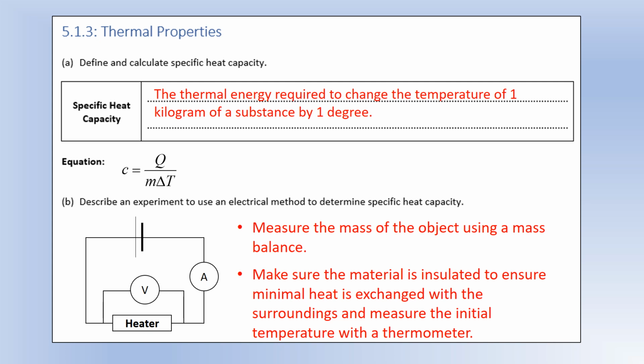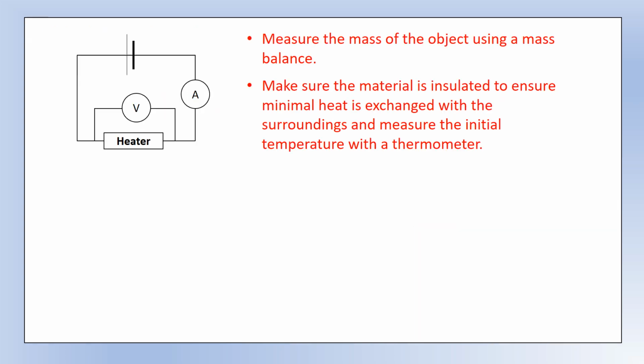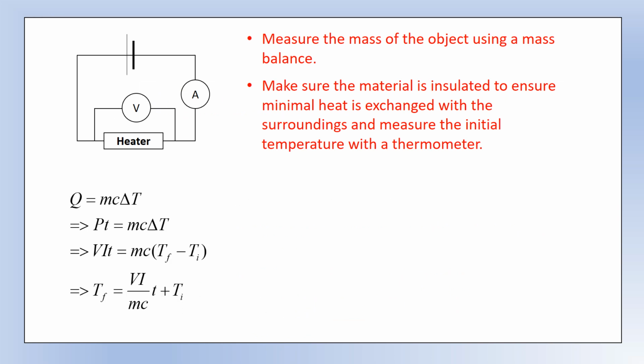You can see in the equation we're clearly going to need the mass. And the thing we need to make sure is that any thermal energy we're supplying is going to the material, so we're going to insulate the material to stop it exchanging energy with the surroundings, or at least minimize that. Okay, so what we're going to do is tweak the equation slightly. So Q equals mc delta T. Energy would be power times time. So we can put that in place of Q. And in place of temperature difference, we can put the final temperature minus the initial. And in terms of power, we can put VI. And then we can rearrange it to make the final temperature the subject of the equation.